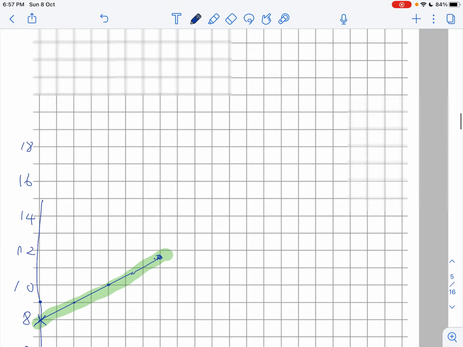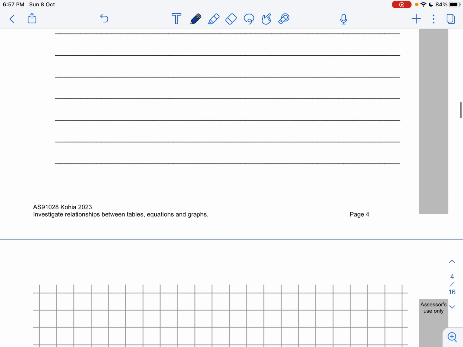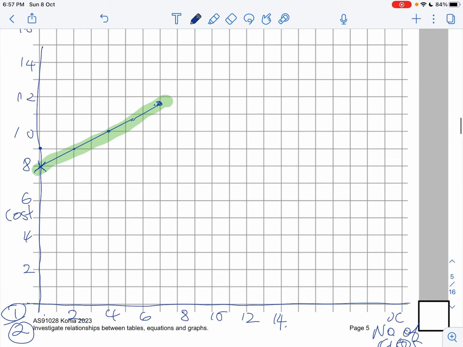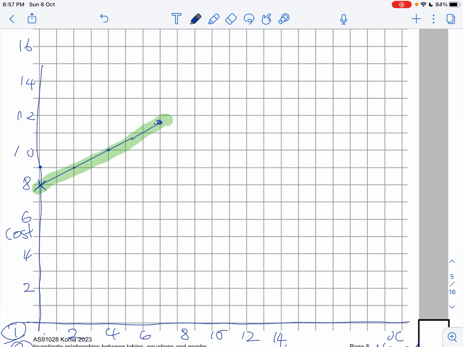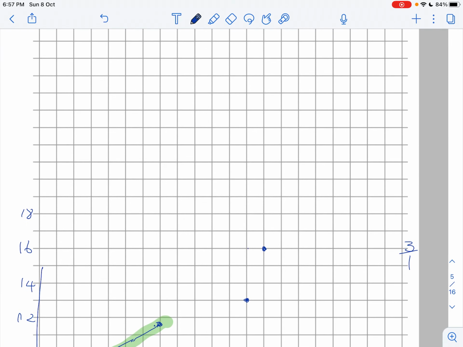The next one is B, which is 3x minus 23. So we can't go to minus 23, but we do know that it started when x was 12, y equals 13. So when x is 12, y equals 13. And we know that the gradient is 3 because it goes up $3 for every kilo. So our rise is 3 and our run is 1, and so we can join up that graph as well.